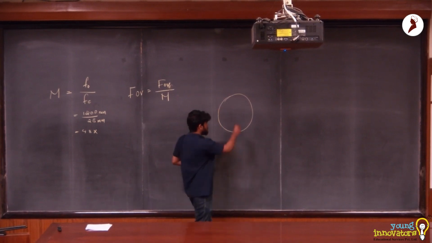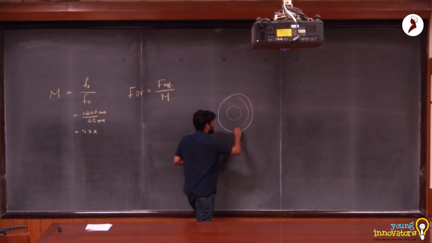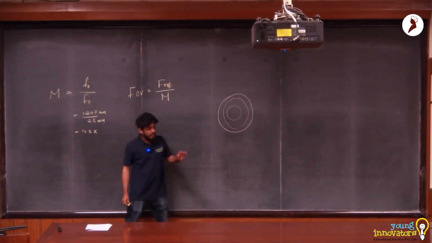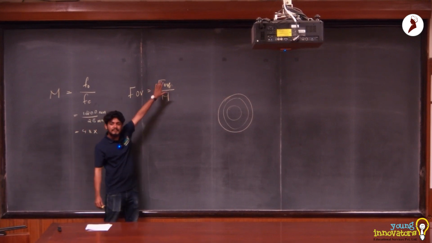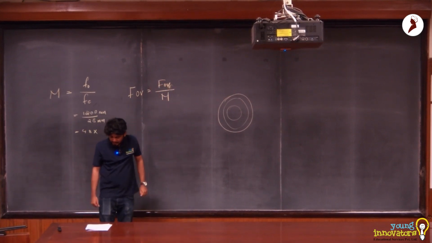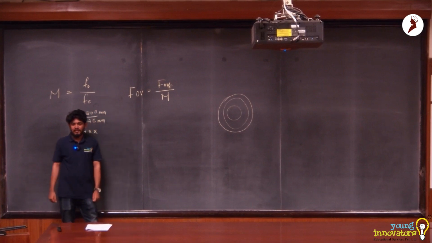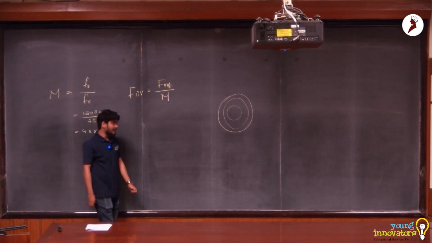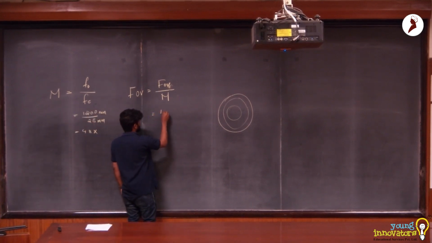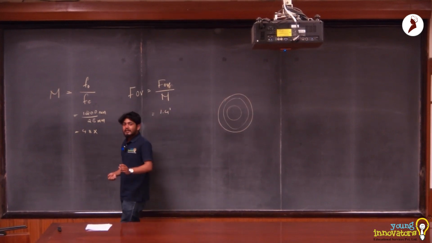In this, the moon will appear somewhat like this. But if you want it more magnified, it will appear somewhat like this, which means the field of view is reduced. Right? That's all. Now, in order to find field of view, all you have to do is take the field of view of the eyepiece and divide it by magnification. 68 by 40. 1.4 what? Degrees. 1.4 degrees.